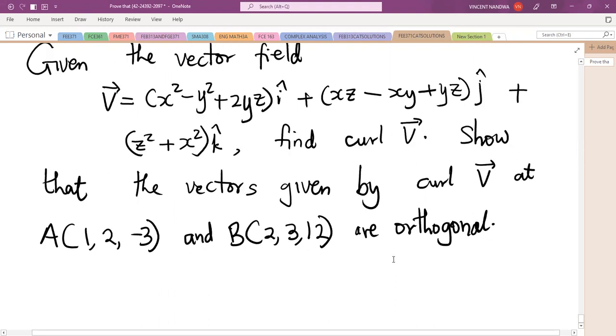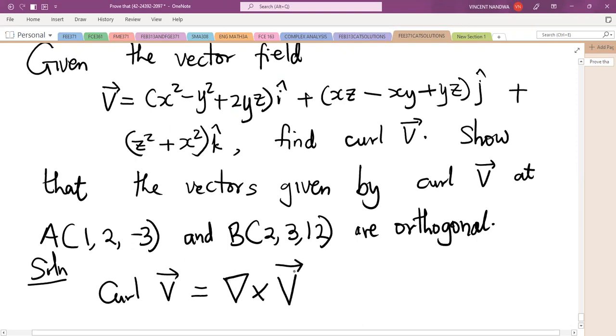So let's find the curl of this vector. Solution: curl of the vector V is given by the grad operator cross the vector V. So this can be written as a determinant.